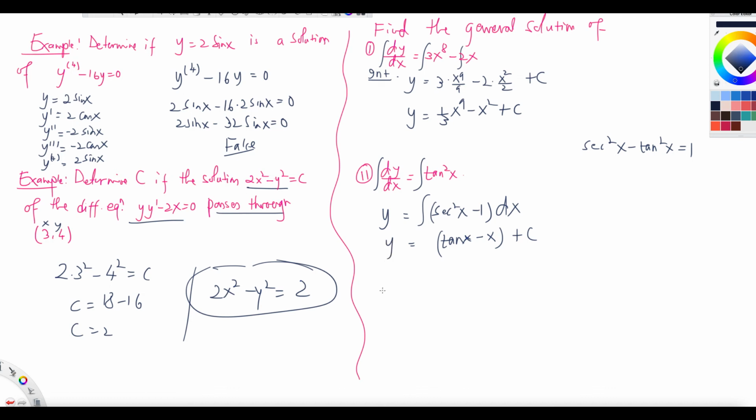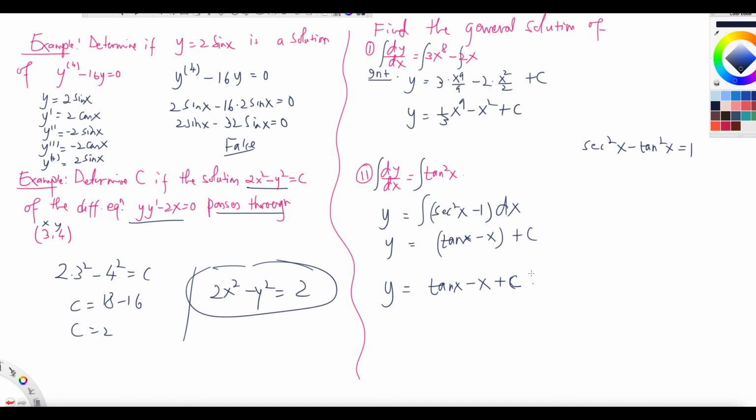So y equals tangent x minus x plus C, which is the final answer, the general solution. It has C in it, right? So that's how we do some of the very basic examples of differential equations, checking whether something is a solution or not, and finding the general solution of some simple equations.